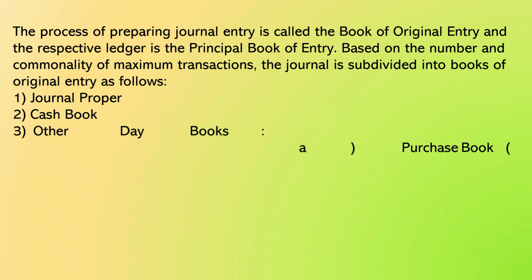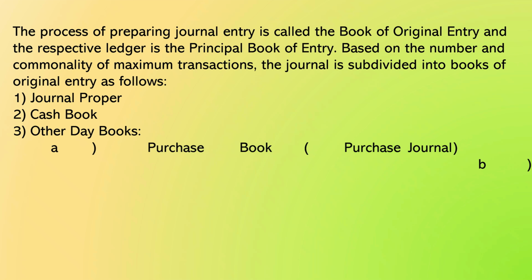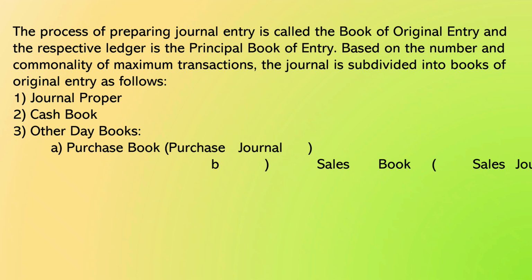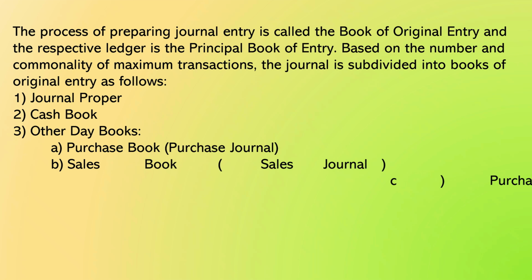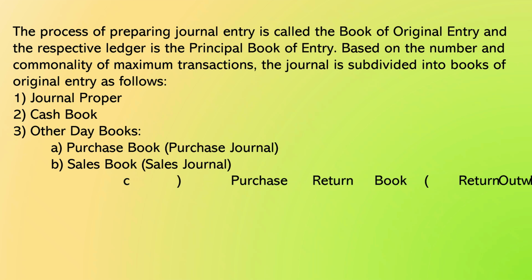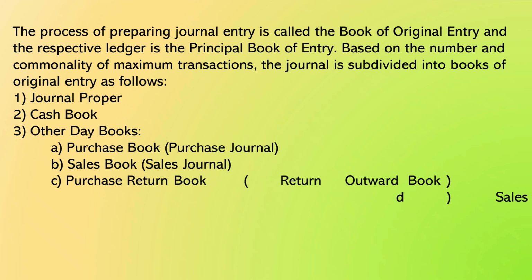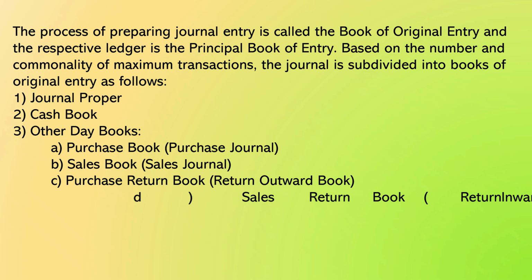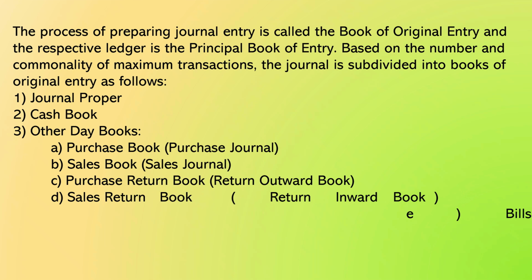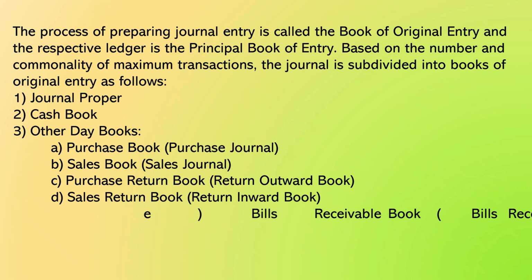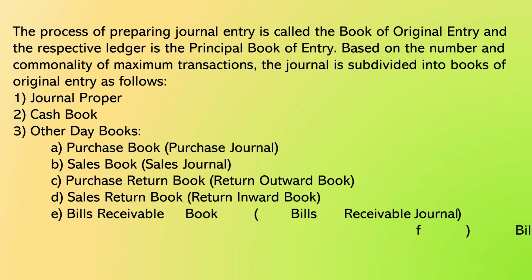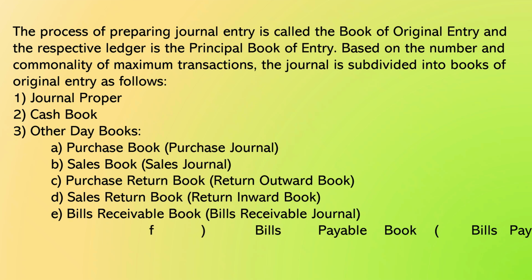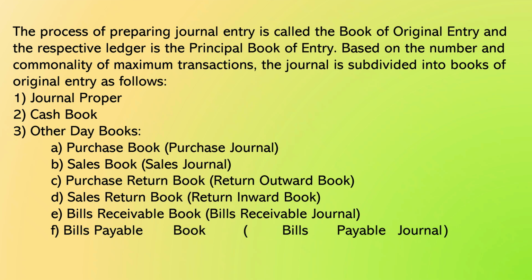A. Purchase book, purchase journal. B. Sales book, sales journal. C. Purchase return book, return outward book. D. Sales return book, return inward book. E. Bills receivable book, bills receivable journal. F. Bills payable book, bills payable journal.